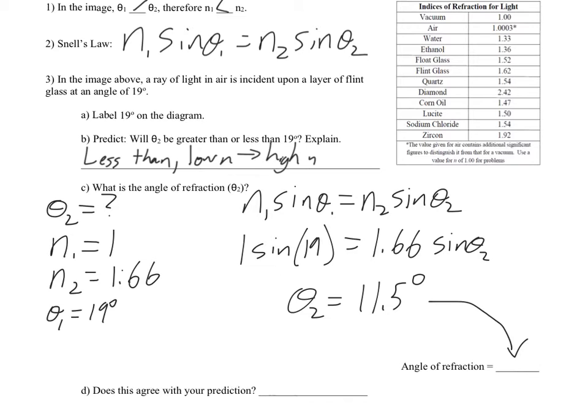Does this agree with our prediction? Well, let's see, is theta 2 less than theta 1? Theta 2 is definitely less than theta 1. Theta 1 was 19 degrees. So yes, it does.